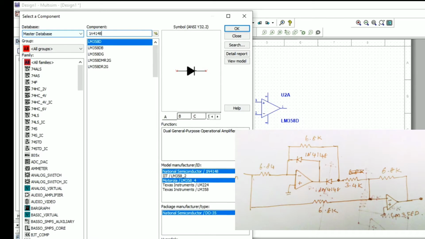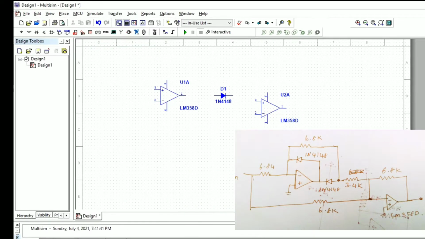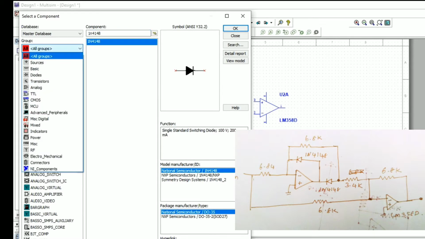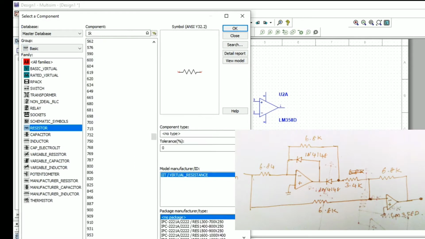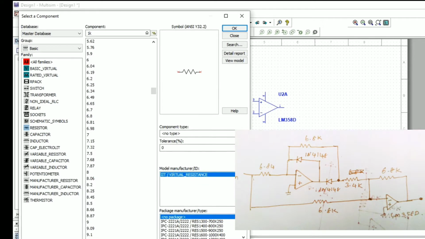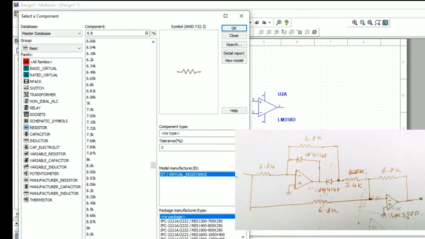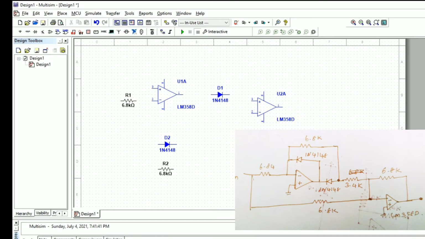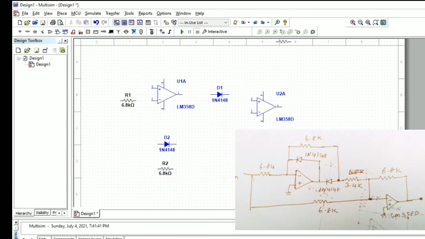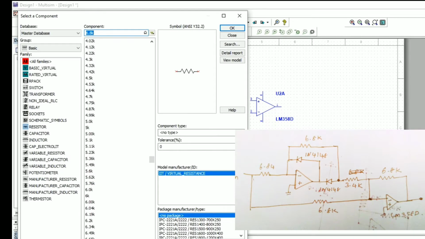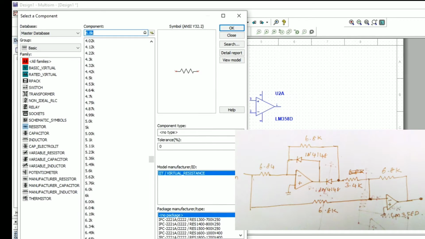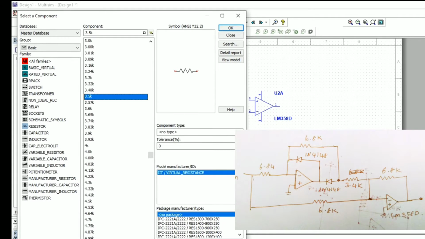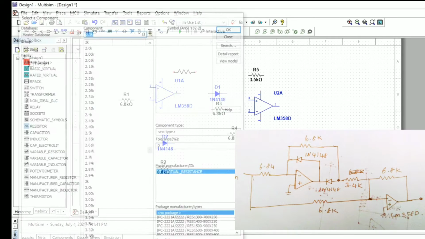Next we have the 1N4148 diode. We need two diodes, so we place them here. Now next we need the resistor, a basic component resistor of 6.8 kilo ohm. Four resistors we need, so we will place those four resistors one by one. Four resistors we have placed. And also we need 3.4 kilo ohm, so we will choose 3.5k as a resistor, right?